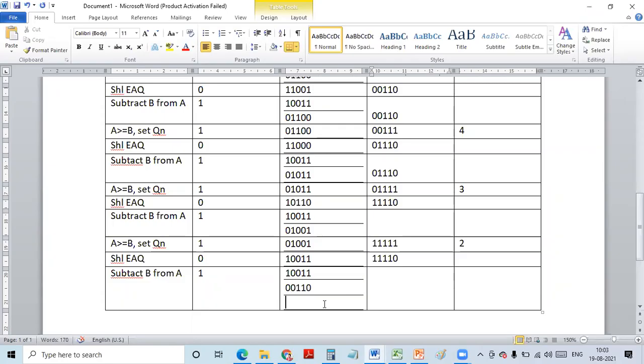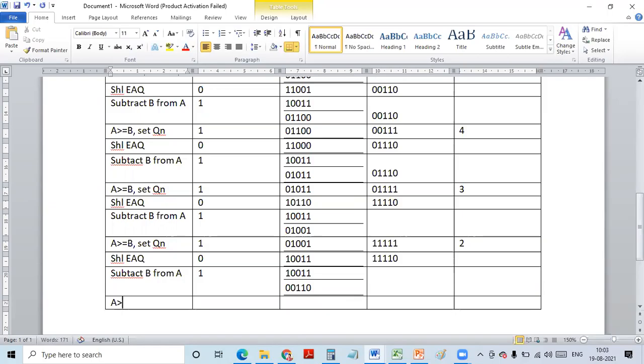Now take the decision. Again, your E is 1. So your A is greater than or equal to B. So you have to set your Qn. Okay. So E is 1 and the previous value of partial remainder in A is 6 and this is 1, 1, 1, 1, 1. Okay. And SC is 1. Since not at 0, again SHL EAQ. Okay. So after shifting, this is 0, 0, 1, 1, 0, 1 and 1, 1, 1, 1, 0.